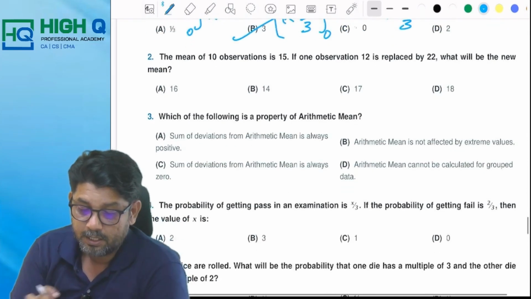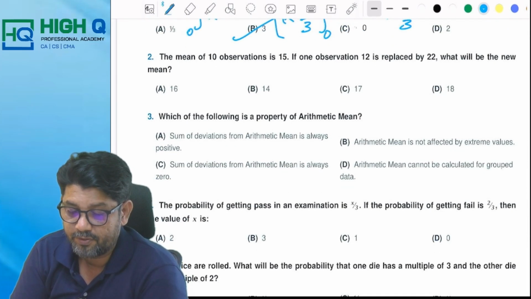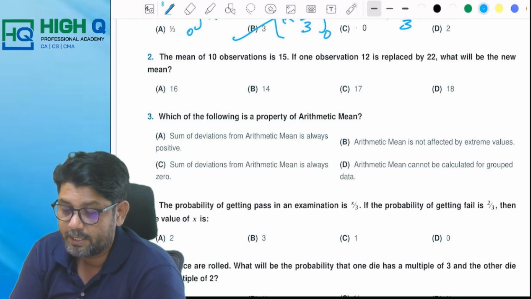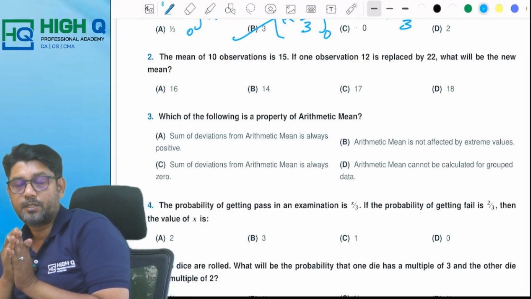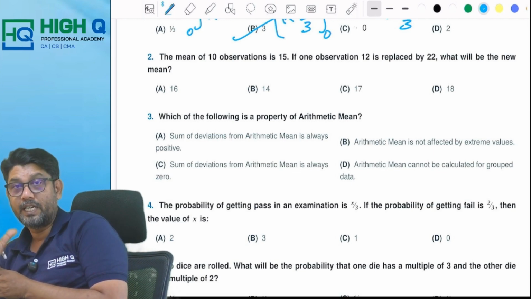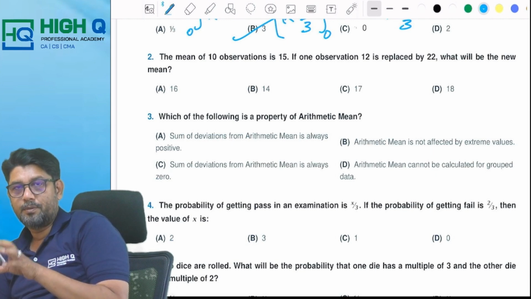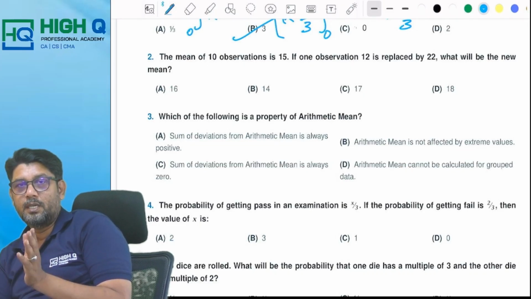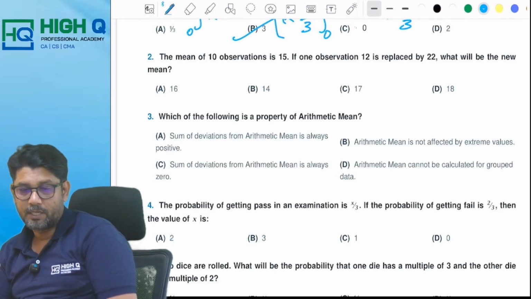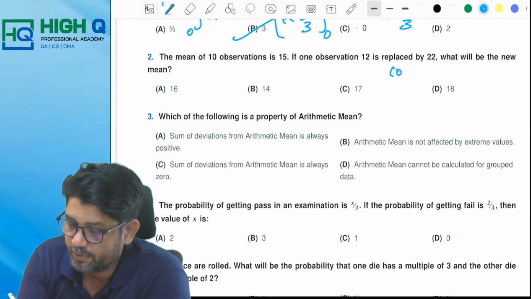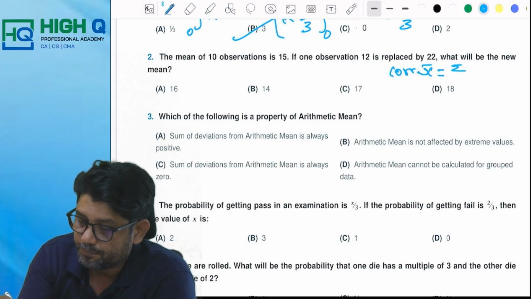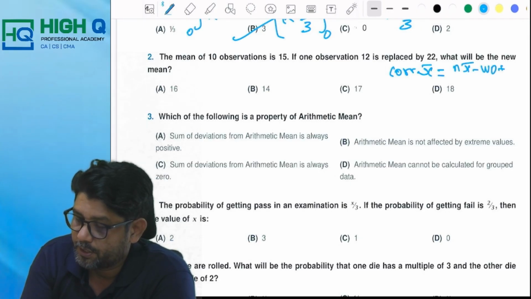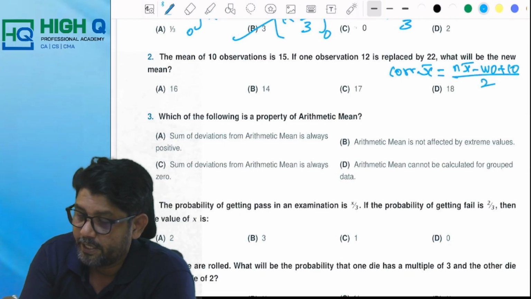Next. The mean of 10 observations is 15. If one of the observations, 12, is replaced by 22, what will be the new mean? In the classroom, I used to tell you one part, rectification of error. Some mistake might have been committed, then we have to correct the mistake. So the corrected arithmetic mean formula I would have given to you. Corrected arithmetic mean is equal to n x bar minus wrong observation plus correct observation, divided by n.